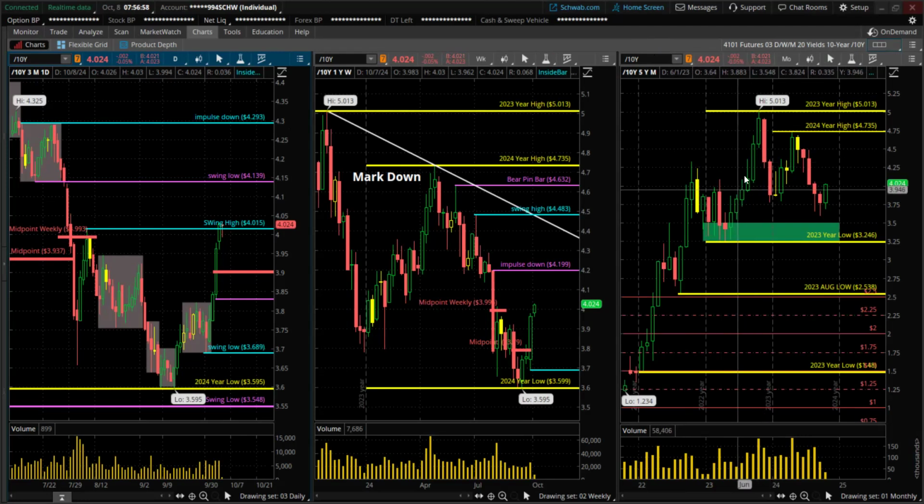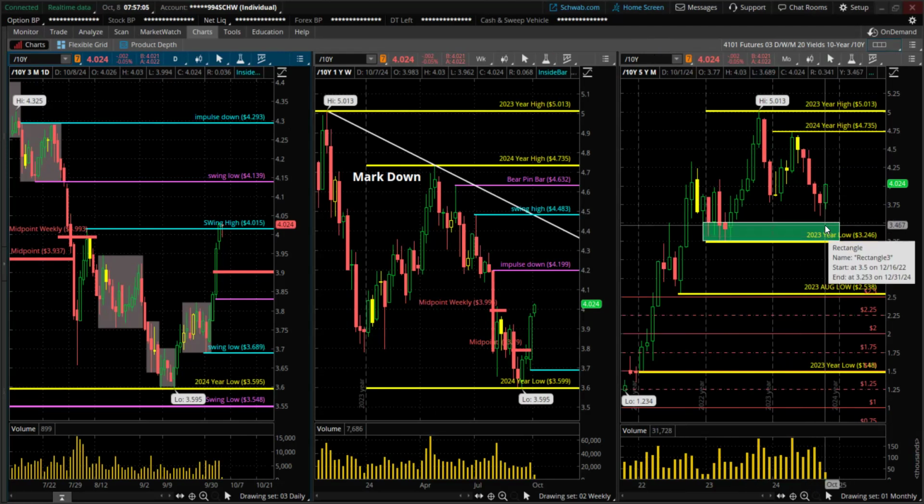The 10-year yield, monthly, here's the high for the year. Here's the low for the year. It's been trending down. Current candle already broke above the high of last month, making higher high, higher low. It's not done yet, but we have a reversal here.